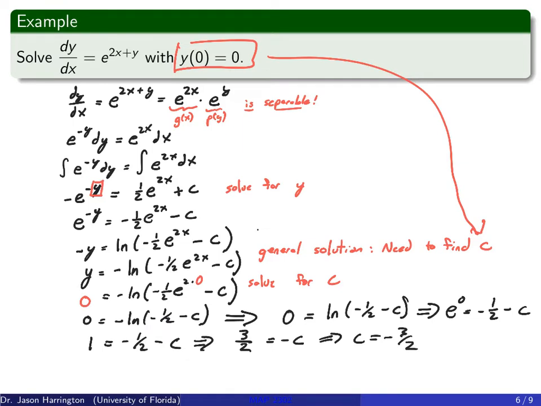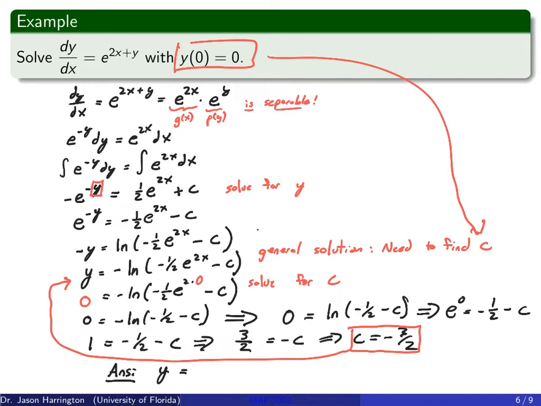And now I'm just going to put that back into the formula for when I solve for y. So I'm going to put this back inside the equation that I have here. And so my formula for this is going to be, this is my answer now. I have y is equal to negative natural log of negative 1/2 e to the 2x, and then the c is already negative, so I have minus minus, plus 3/2. And this guy here is our actual answer.